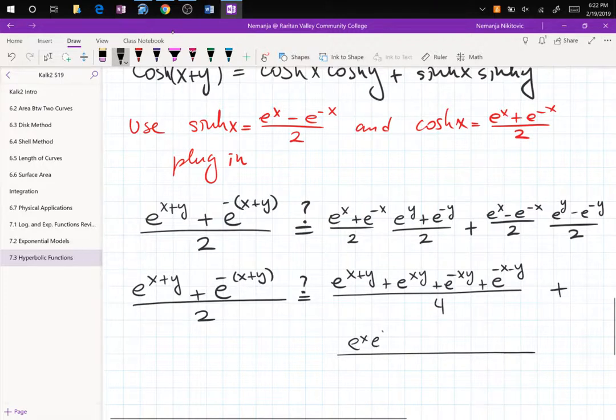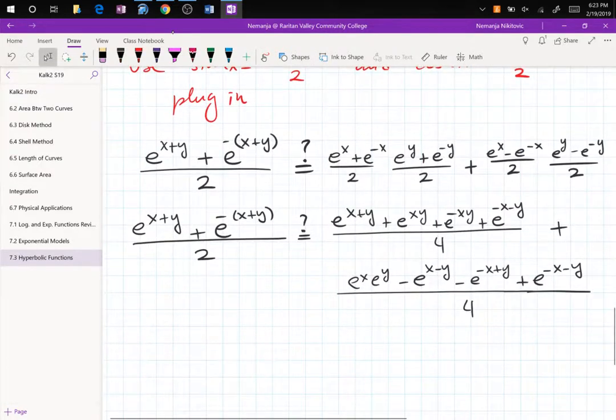So e to the x, e to the y, minus e to the x minus y, minus e to the negative x plus y. I'm foiling like this and like this and like this and like this. So I'm foiling. And then plus e to the negative x minus y divided by 4. Yay. See, we're getting there.